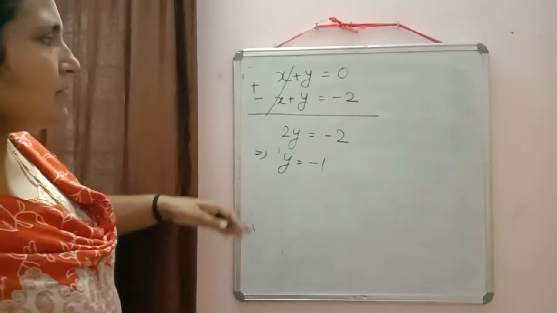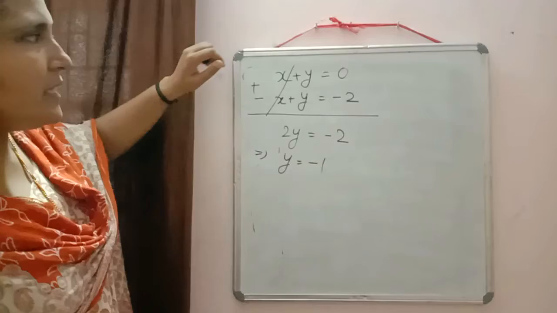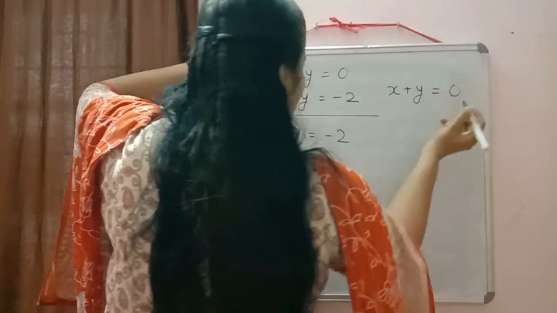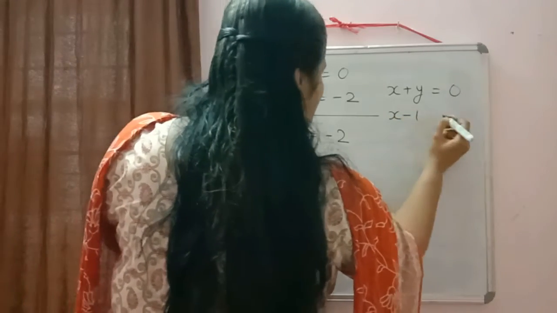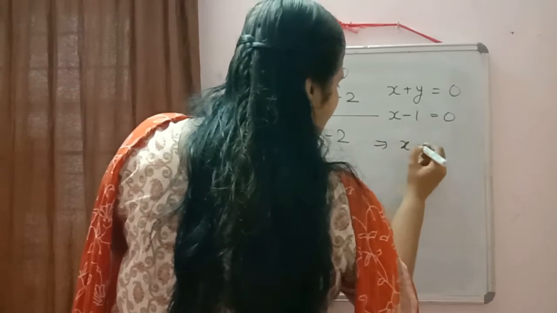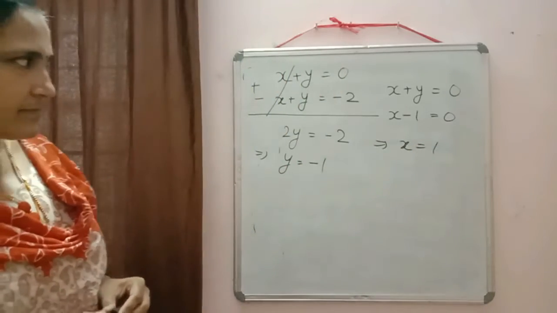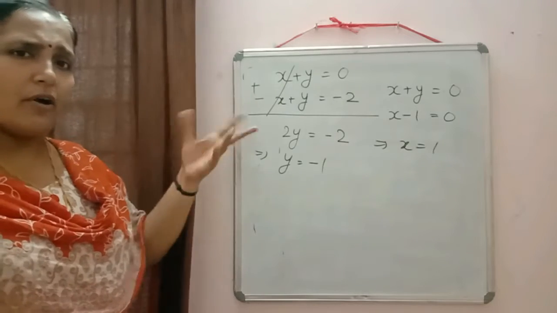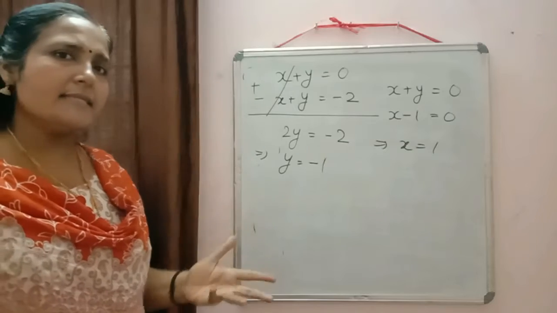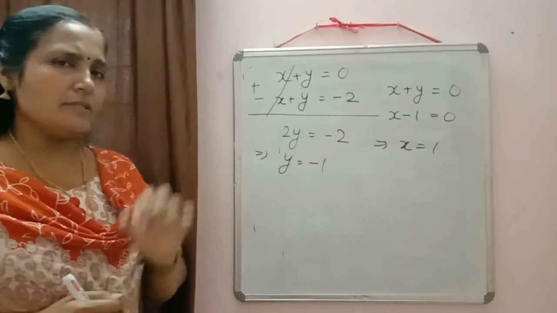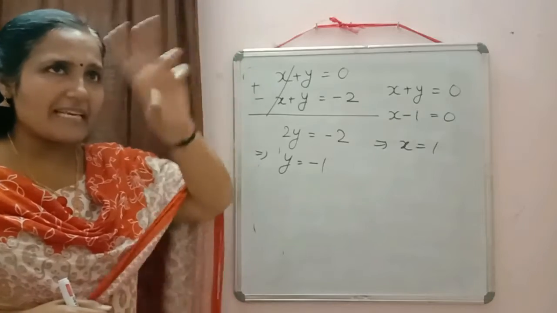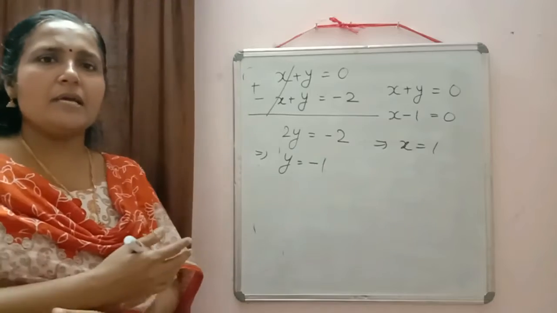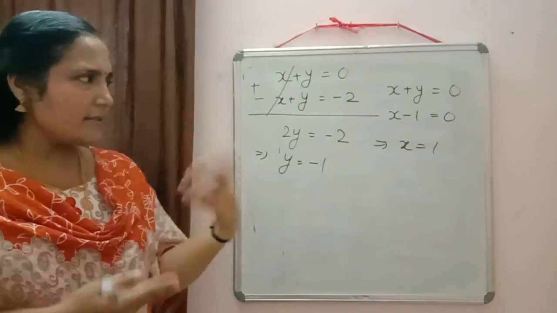Now to get the value of x, we can substitute in any one of the equations. So suppose the first one, x plus y is equal to 0. So x in place of y, minus 1 is equal to 0. Then we will get x is equal to 1. So I think this method will be easy. Otherwise in that you have to do a lot of multiplication and sometimes chances are that you can make a mistake. So just remember, when the coefficients of x and y are just interchanged, then you can use this method. First add the two equations and then subtract the two equations and then solve it.